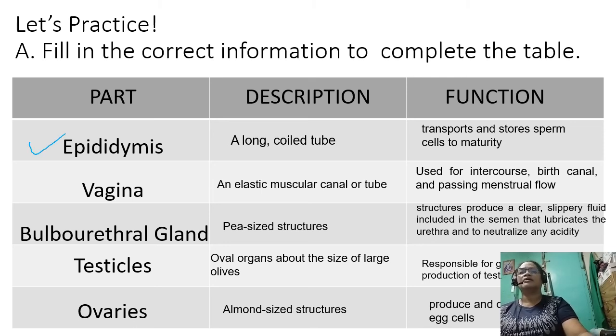The epididymis is a long coiled tube. It functions to transport and store sperm cells to maturity. Correct. The vagina is an elastic muscular canal or tube, and this is used for intercourse. It's our birth canal and for passing menstrual flow.